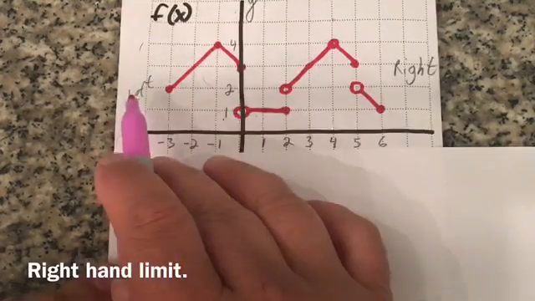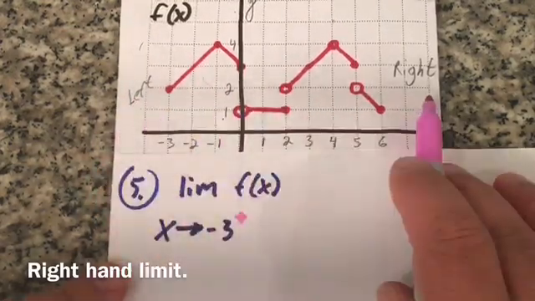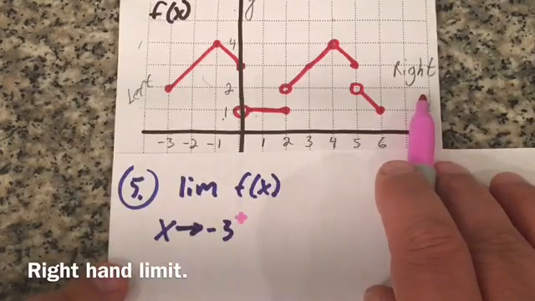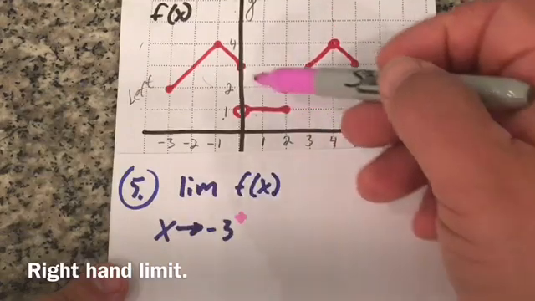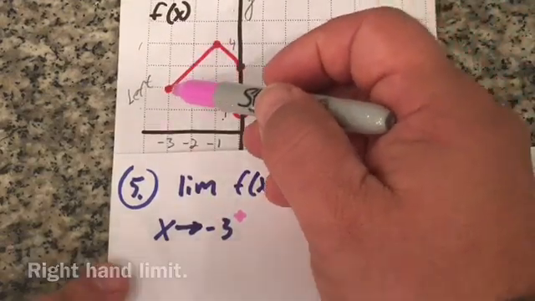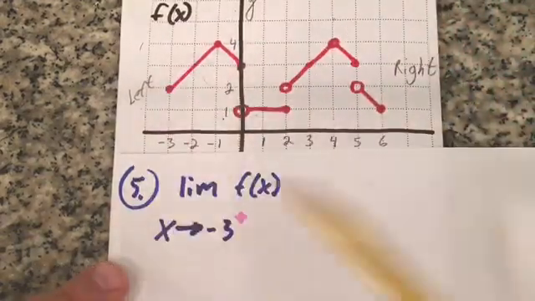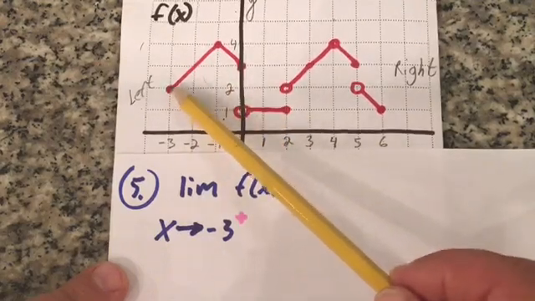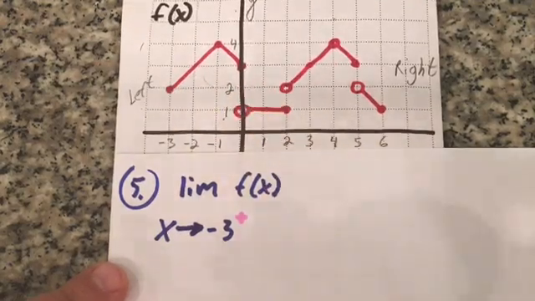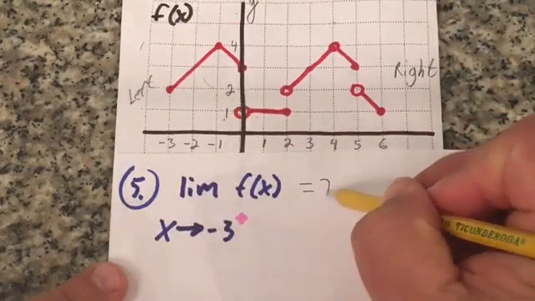And notice on my graph, I have the left side over here on the left and the right side over here on the right. So I'm going to approach -3 from the right. So I'm coming from the right, and I'm getting closer and closer to -3. As I get closer and closer to -3, what y value am I getting closer and closer to? What's that y value there? That y value is 2. That's it.